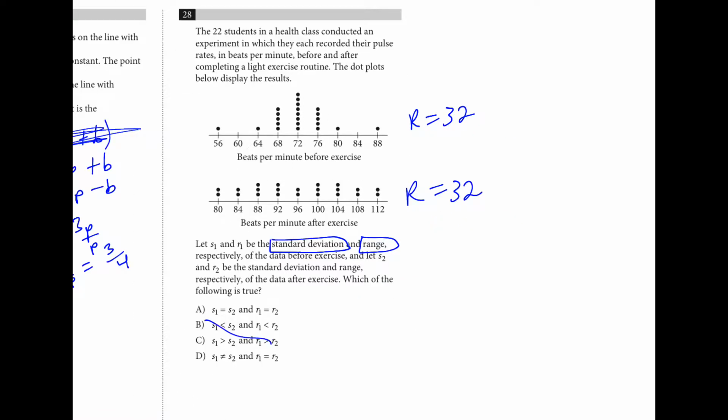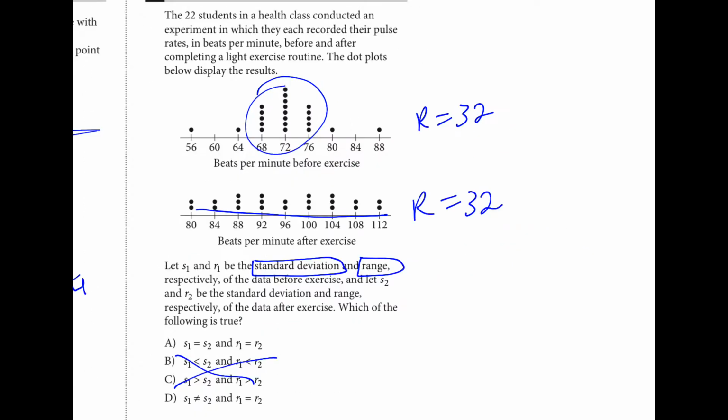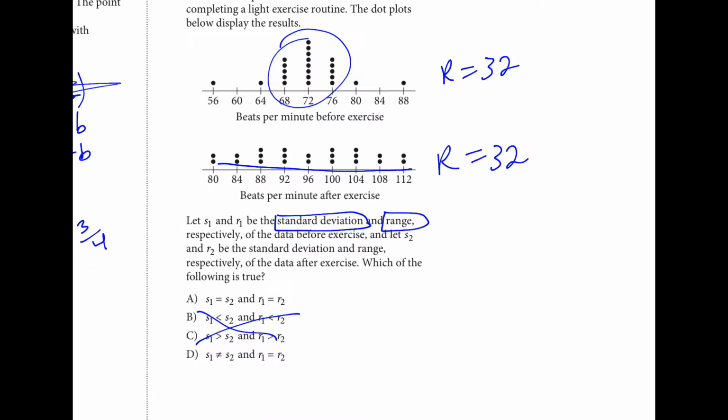So I could rule out B and C at this point, and basically I want to know, are the standard deviations equal or not? And just by looking at the plots, here it's evenly spread out, some dots all across. There's a lot of dots in the middle here. The standard deviation is going to be smaller before exercise, which kind of makes sense, I guess, because some people will have different reactions to exercise based on how fit they are. So D is our best choice.